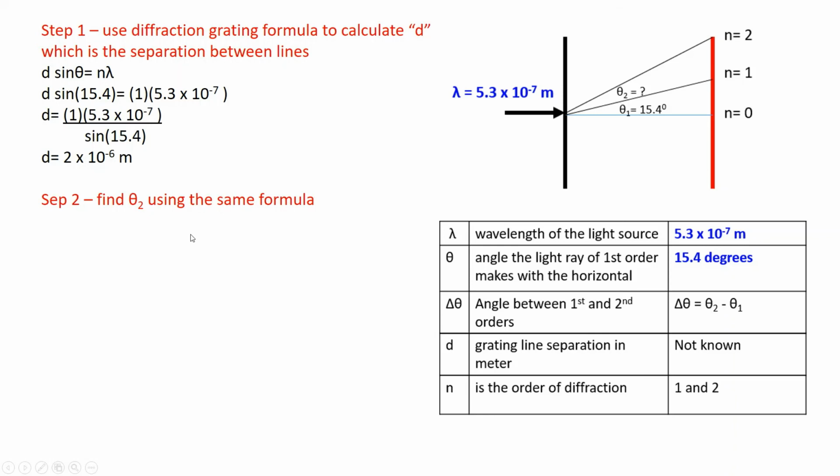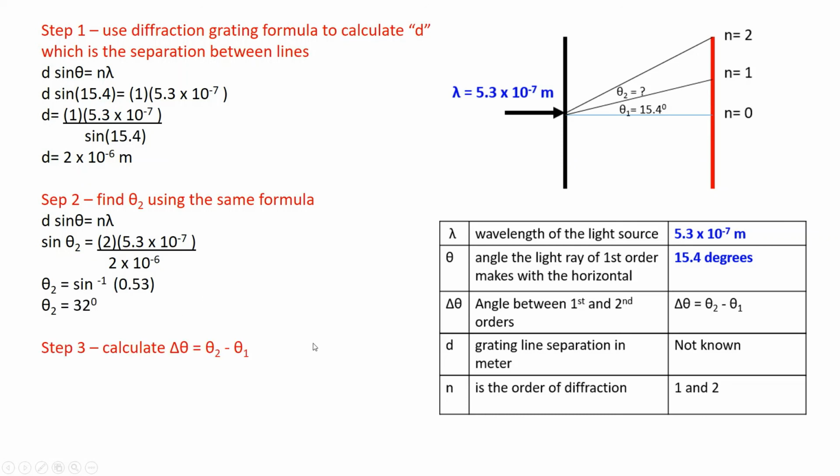In step 2, we are going to use the same formula, now with all the information related to the second order. So now n is 2, and the wavelength is the same value because, like I explained previously, that light is going to produce the same color of light. And d is the same because that's information from the diffraction grating, so we didn't change the diffraction grating. Now the angle is 32 degrees.